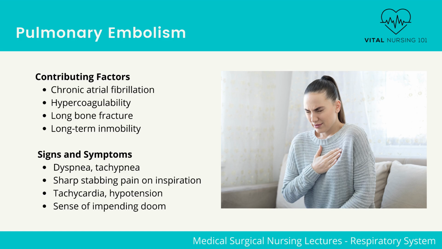The signs and symptoms are dyspnea, tachypnea, sharp stabbing pain on inspiration, tachycardia, hypotension, sense of impending doom, diaphoresis, decreased SaO2, pleural effusion, crackles and cough. Note petechiae of the chest and armpit are present only with fat emboli.